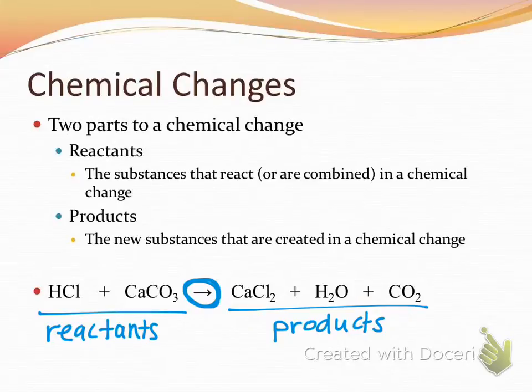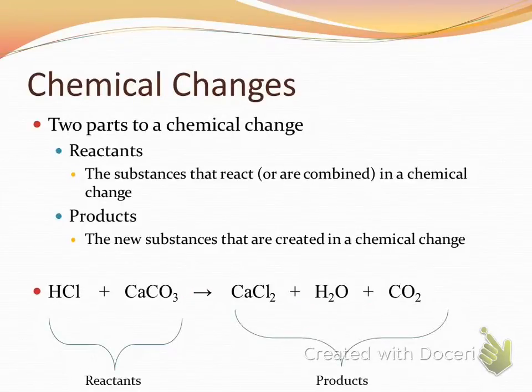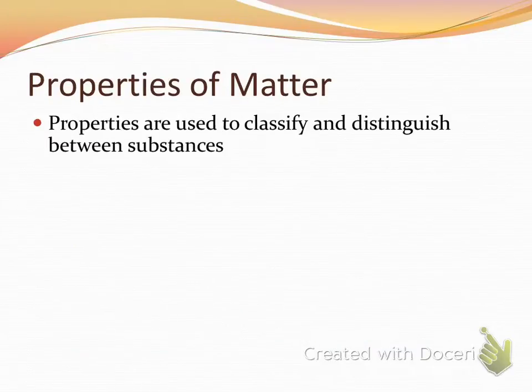Does that make sense? Okay, so the arrow is telling us there's a chemical reaction taking place right here. This is what we end with. This is what we started with. All right? Good enough? Reactants and products. All right, we talked about properties of matter already. But now we're going to talk about extensive and intensive properties. So we talked about chemical properties and physical. Now we're going to talk about extensive and intensive properties.